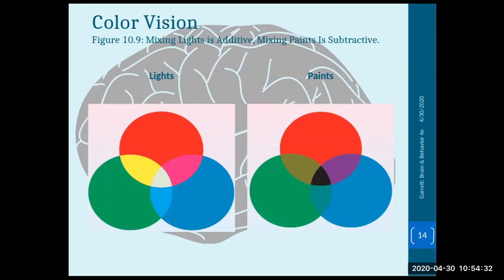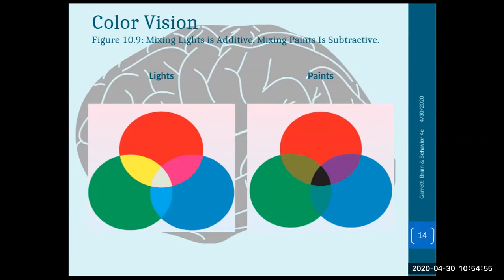When we mix lights, mixing lights is actually additive. Looking at red and green, we see yellow. Looking at red and blue, you see purple on the left. We have blue-green, which is sort of an aqua color. And then in the middle, when everything's mixed together, we see white.